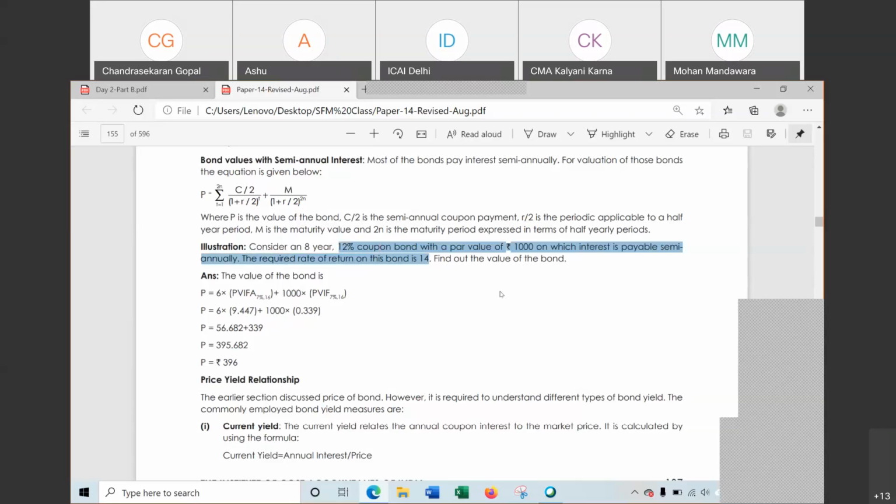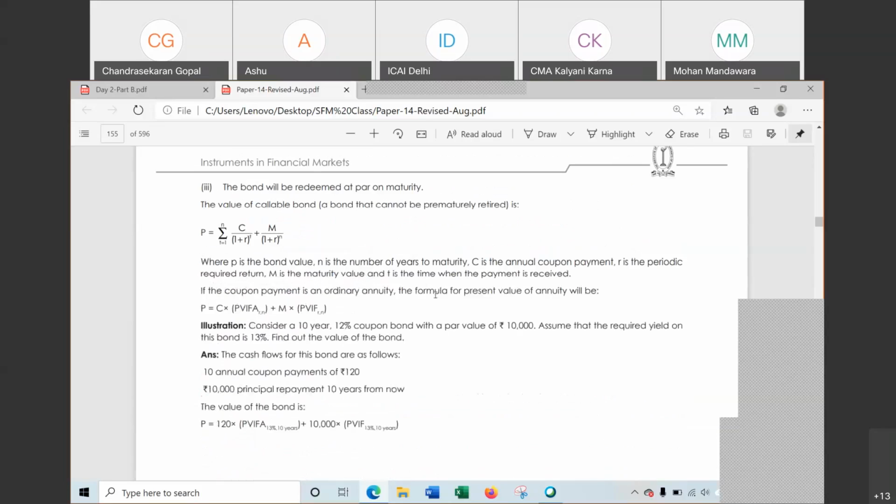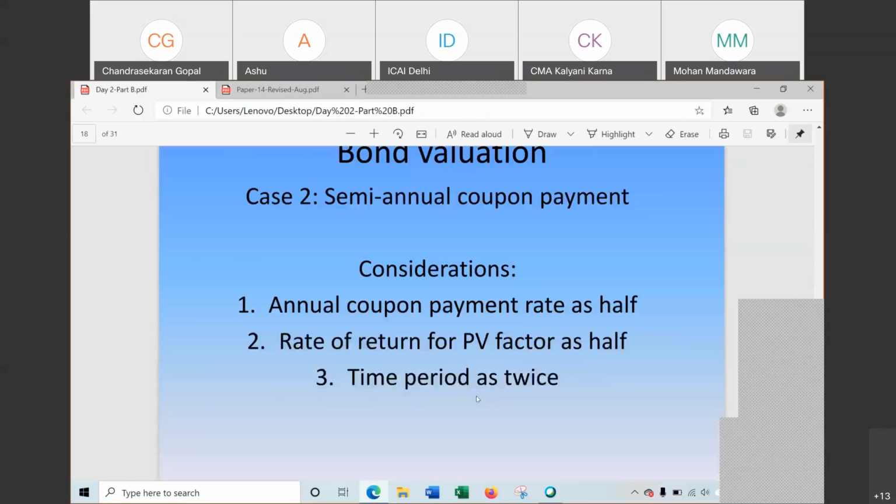Rates we will make half, time we will take 2 times. So for a 2 marks question, coupon payment, valuation of bond.